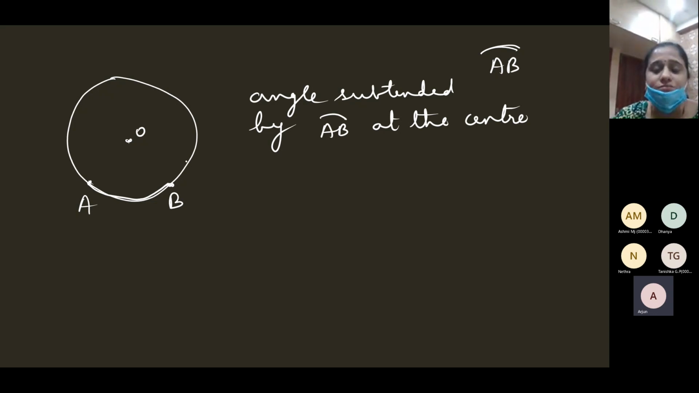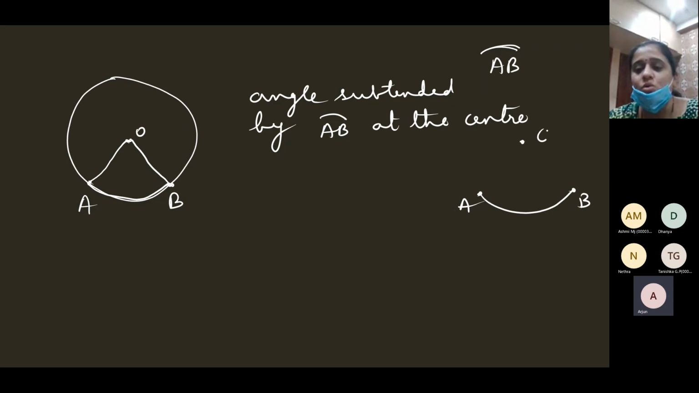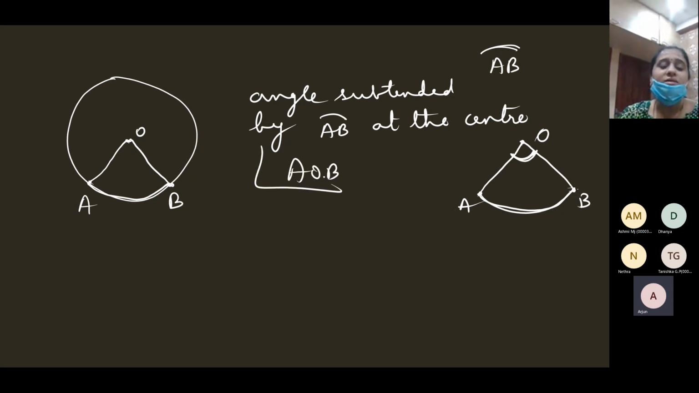To make out the angle subtended by arc AB at the center, you need to join the ends of the arc to the center. See here, join A to O and join B to O. So what should you join? Join the ends of the arc to the center. This is the angle, that is angle AOB. Angle AOB is the angle subtended by arc AB at the center. You need to understand this circle language.